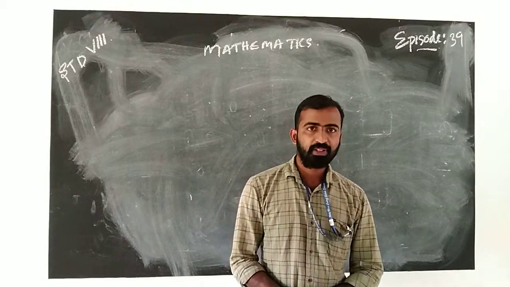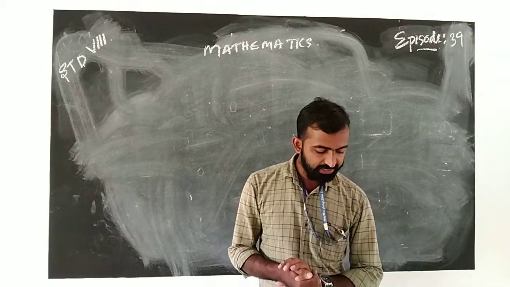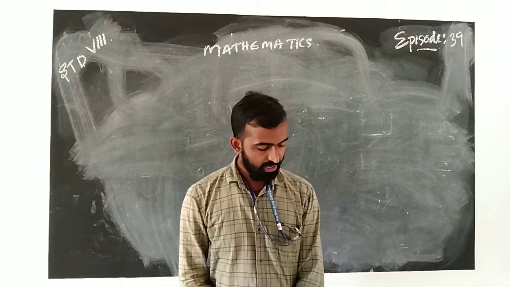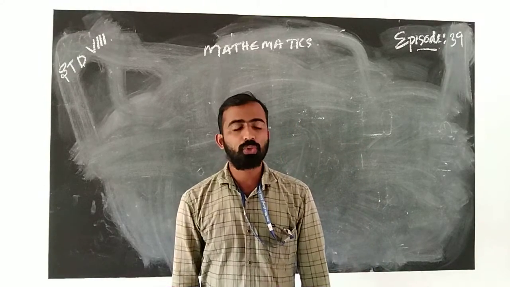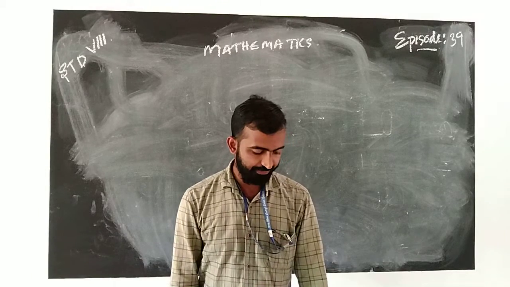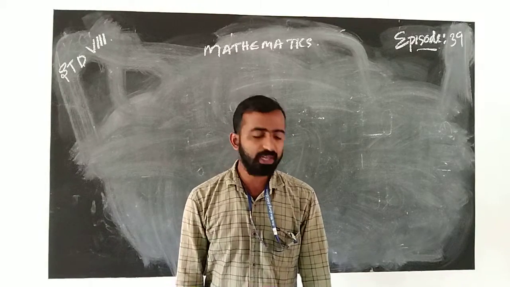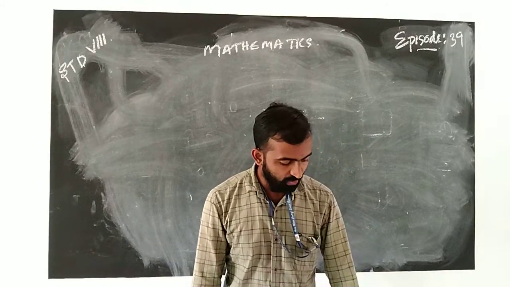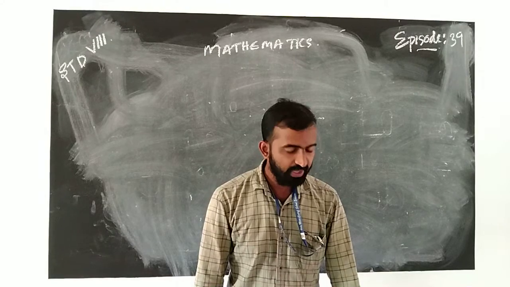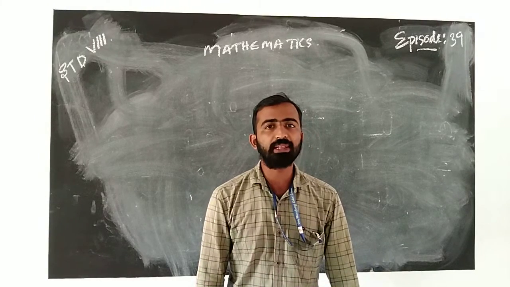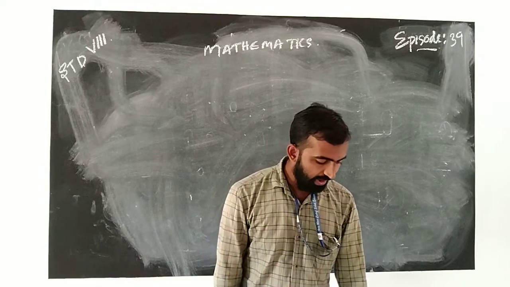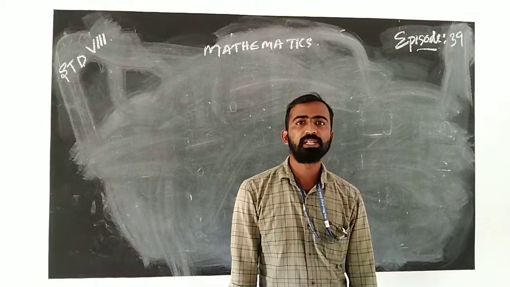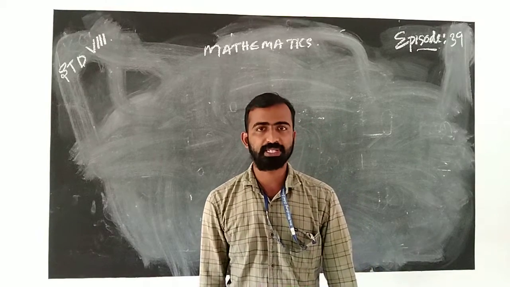For example, Sohan bought a second-hand refrigerator for 2,500 rupees. Then he spent 500 on its repairs and sold it for 3,300 rupees. Find his loss or gain percentage.